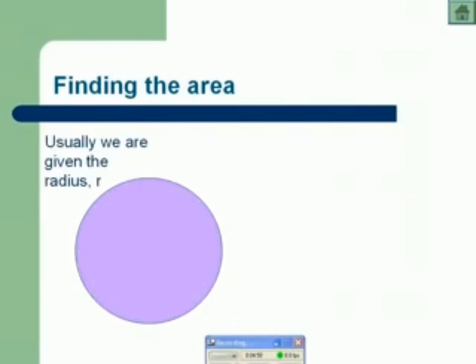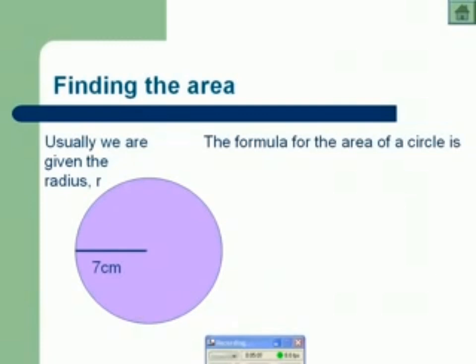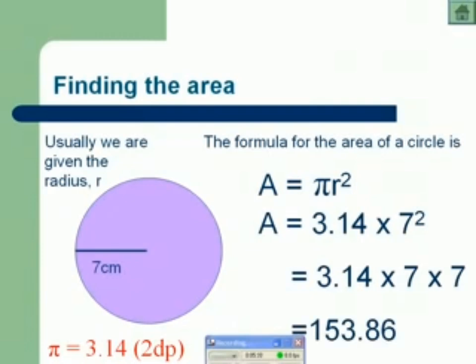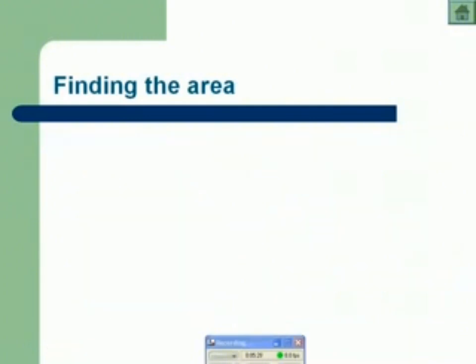So we've got to find the area of this shape. When we're finding the area, it's usually easier if we give them the radius. So our radius is 7 centimeters, and we know that our formula is pi r squared. We know that pi is 3.14, so to find the area, we're going to have 3.14 times 7 squared, which is 7 times 7, so we've got 153.86 centimeters squared.